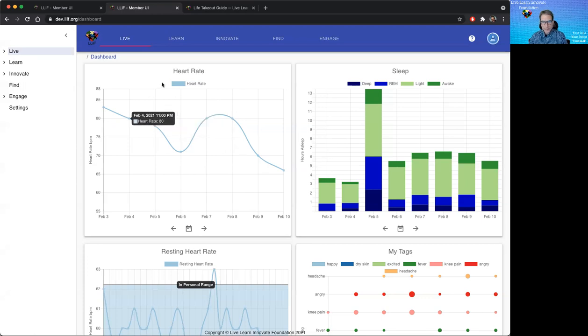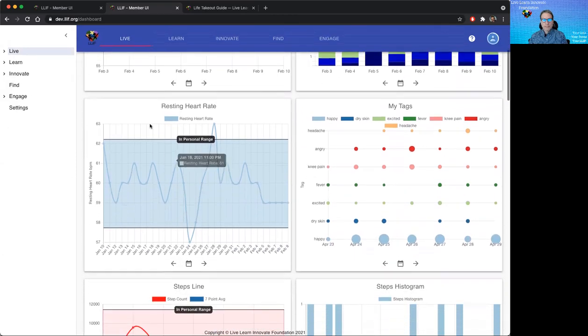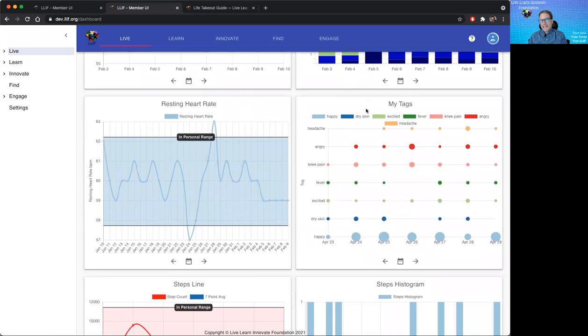As you can see here, we have heart rate, sleep, things you'd get off a normal fitness tracker, resting heart rate, tags. This is something we're innovating around, making it easier to collect symptoms or feelings. We have an Alexa skill in process where you'll be able to say, Alexa, ask Live to log blank, where blank is something like diarrhea or headache.